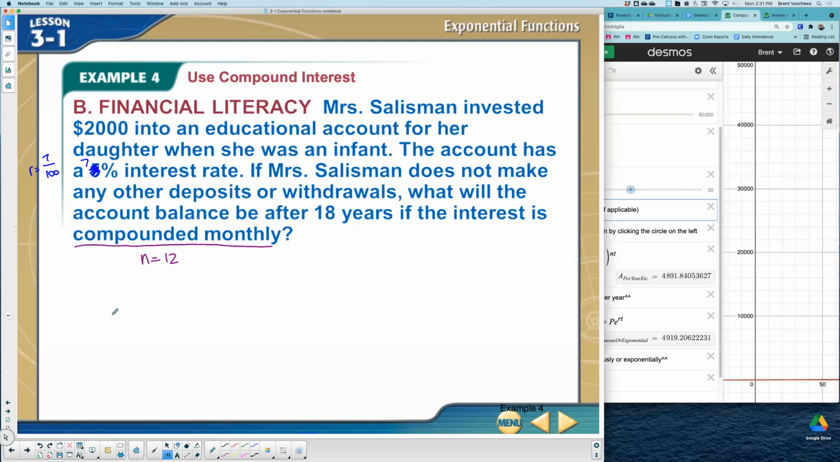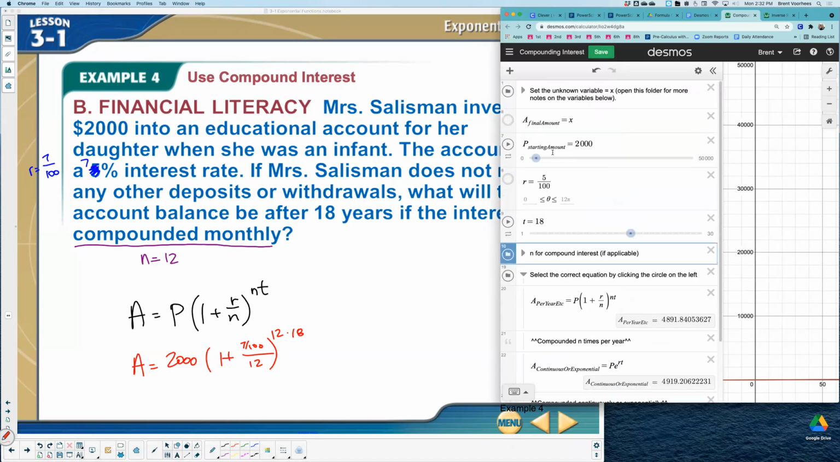So on this problem, what I'm going to say is A is going to equal, I'm still going to use the 2000 for the P. Let me first write the whole formula. A equals P times 1 plus the rate over N, to the power of NT. That's our formula. Using this calculator, basically what it's going to do is type in 2000 there, times 1 plus the rate, which is 7 over 100, divided by 12 months. And then it's going to take the 12 and multiply it times the 18 years. That's what the calculator is going to do.